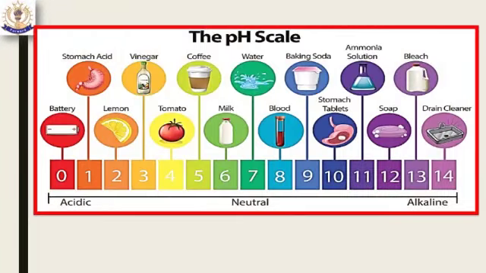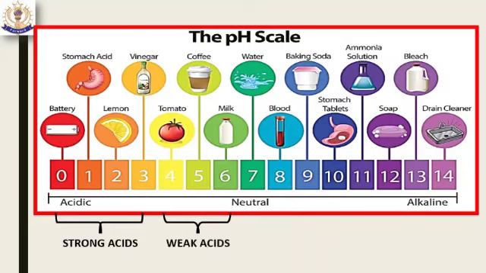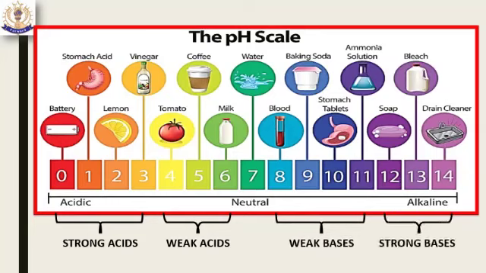Wow, this scale looks very beautiful and colorful. Now you can see that this scale ranges from 0 to 14. 0 to 6 is for acidic medium and 8 to 14 is for basic or alkaline medium, while 7 is for neutral. Now in the acidic range, 0 to 3 is for strong acids and 4 to 6 is for weak acids. Similarly, in basic medium, 8 to 11 is for weak bases and 12 to 14 is for strong bases.